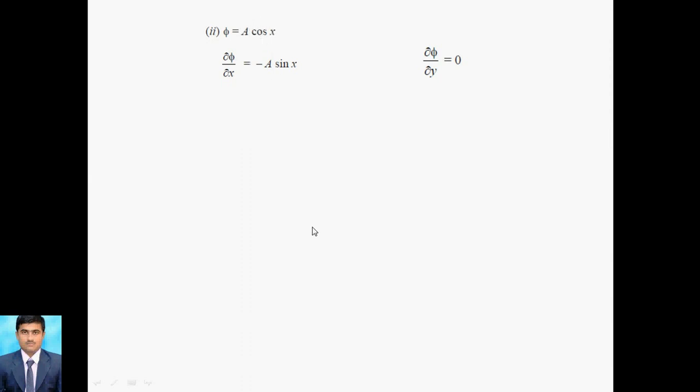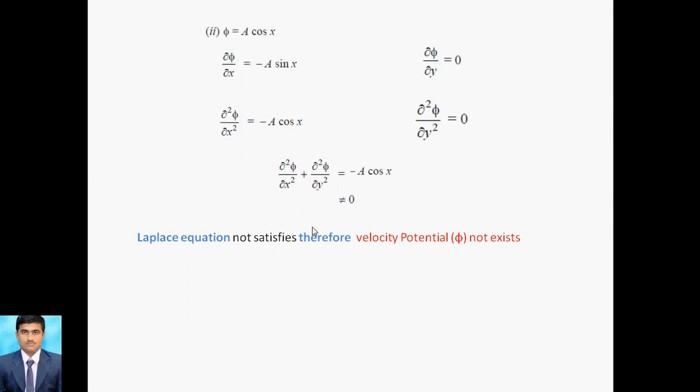Okay, now we move on. Again we can take differentiation: ∂²φ/∂x², ∂²φ/∂y², and if you add these, what will happen? Minus a cos x. So this is not equal to 0, so the Laplace equation is not satisfied, therefore the velocity potential φ does not exist. If it is not satisfied, it does not exist. If it is satisfied, then you can say that it exists.